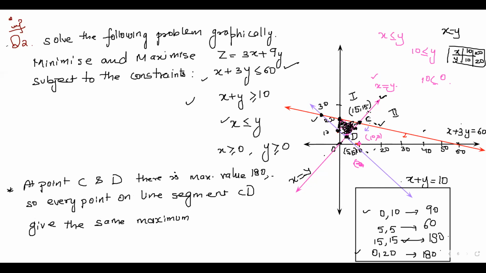Umair, how do you get 15 and 15 and 5? Just solve these two. Just give me a minute. I will tell you later on, Umair.